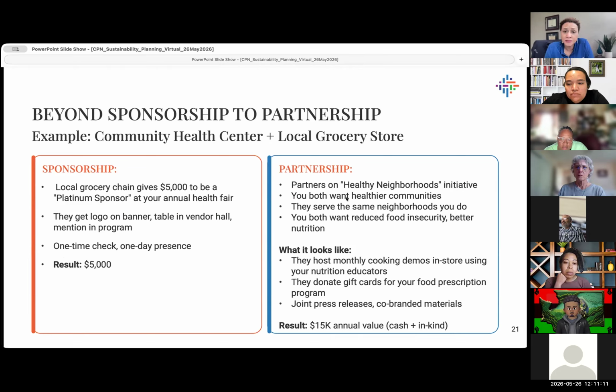With the partnership, say, why don't we work together on a healthy neighborhoods initiative? You both want healthier communities, you both serve the same neighborhood, and you want to reduce food insecurity and get better nutrition. So what it might look like is they host monthly cooking demos in stores using your nutrition educators, and then they donate gift cards for your food prescription program. You do joint press releases, you have co-branded materials. It's a true partnership that ends up resulting in about $15,000 in value between the cash and the in-kind donations.